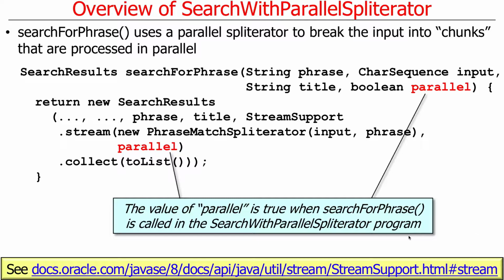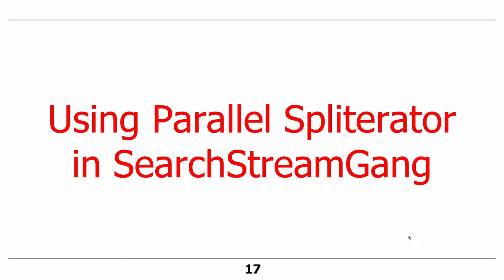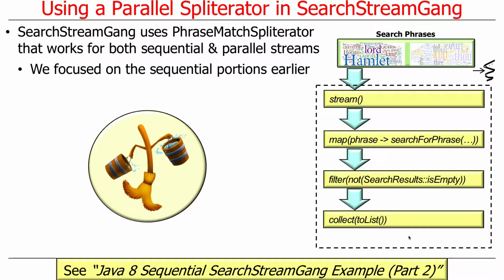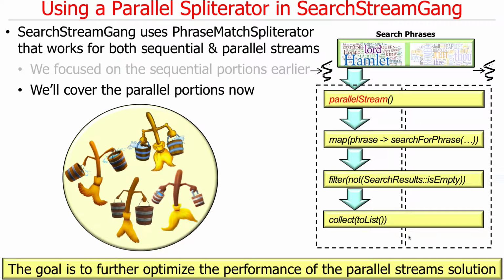Before, I only showed you a sequential spliterator. And if you recall, the sequential spliterator just had to implement the tryAdvance method, and everything ran in one thread of control. So now we're going to do the parallel spliterator instead. The cool part is that all this stuff lives in a single class. So the PhraseMatchSpliterator class works for both sequential and parallel streams. Earlier I showed you the sequential version. That's the one that used tryAdvance.